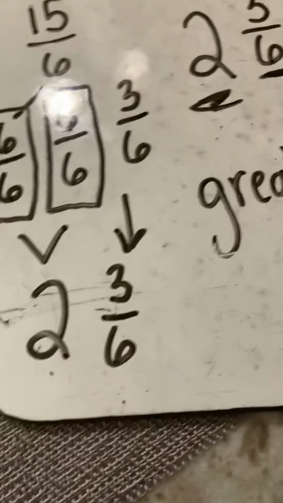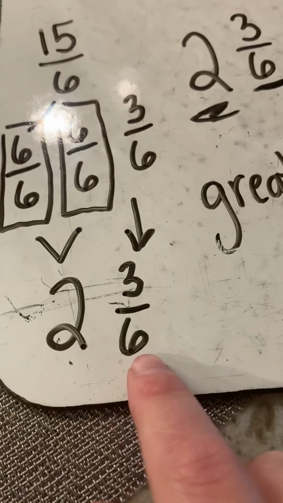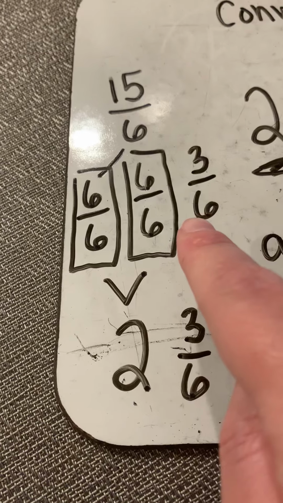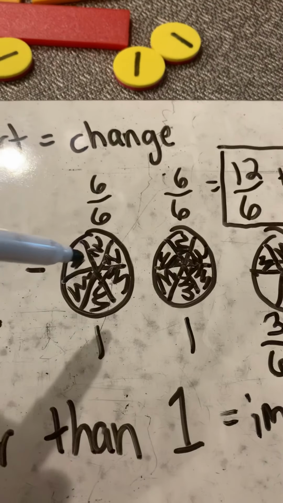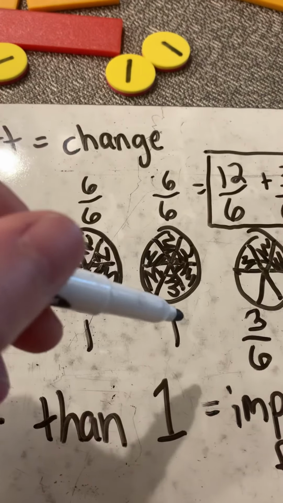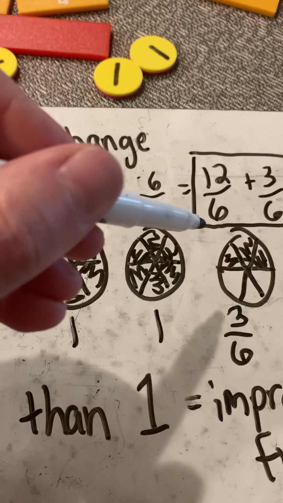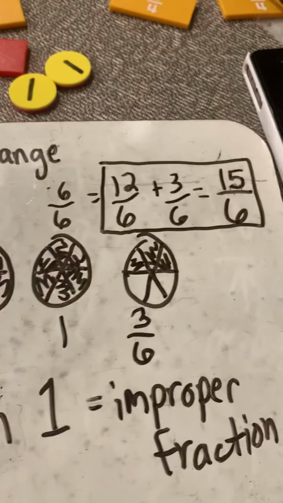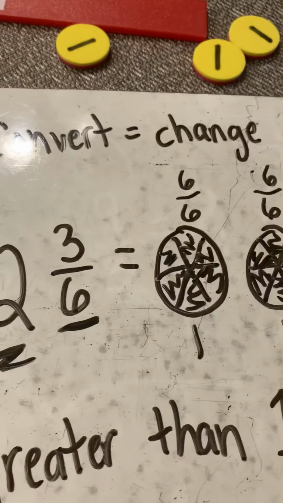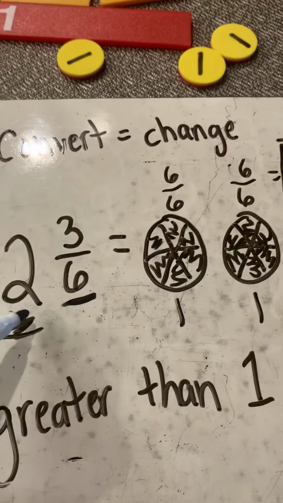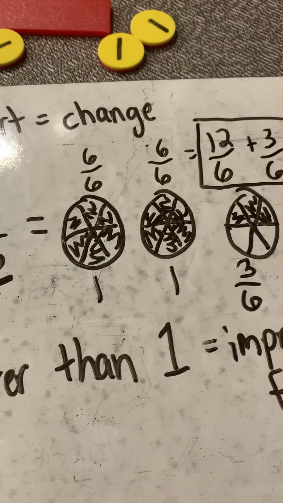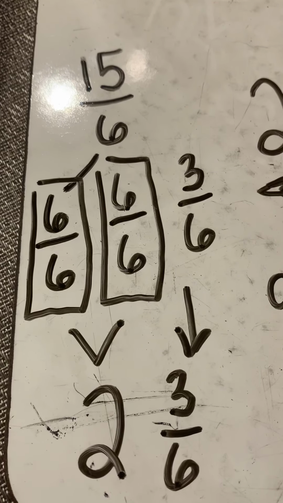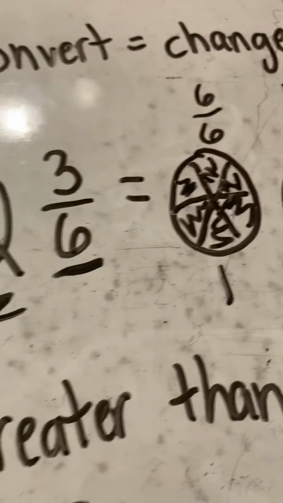And look, boys and girls, it matches. 2 and 3/6 is 6/6 plus 6/6 plus 3/6. Look, 6/6 is 1 plus 6/6, which is 2, which is equal to 12/6. And I have 3 of those 6 left over. So when I add them together, I get 15/6. So that is how I can convert or change a mixed number into an improper fraction using my knowledge of decomposition and number bonds as well as a model.